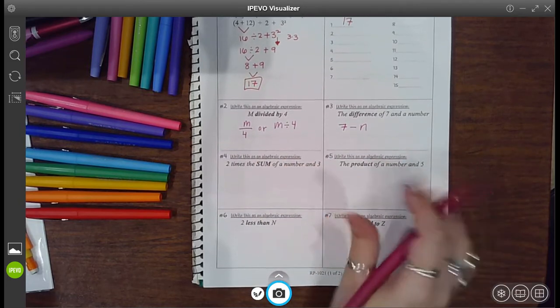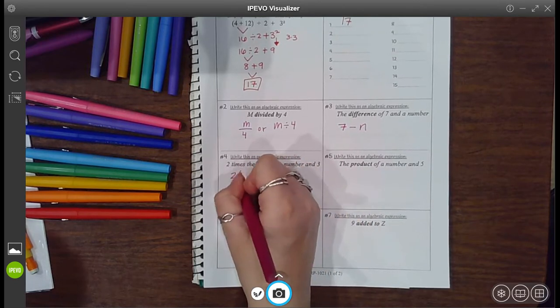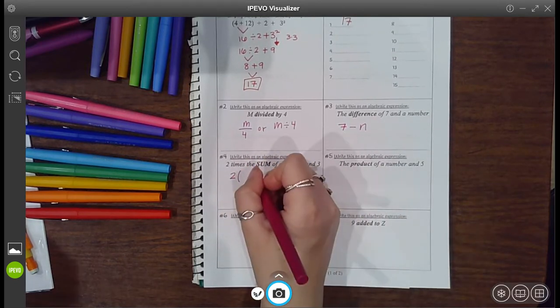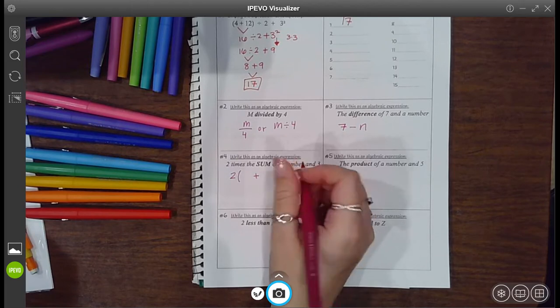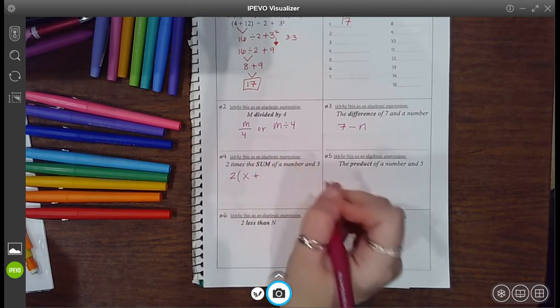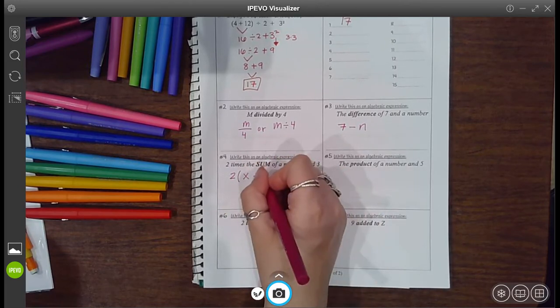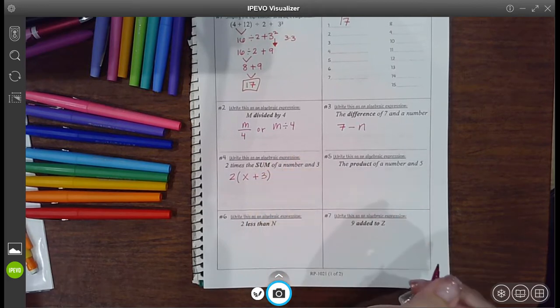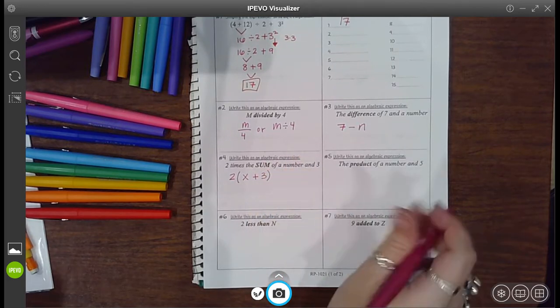Okay, number 4 says 2 times what? The sum, so a plus sign, a number, so any number, and 3. And then go ahead and close the parentheses. And that's the only way to write that one.